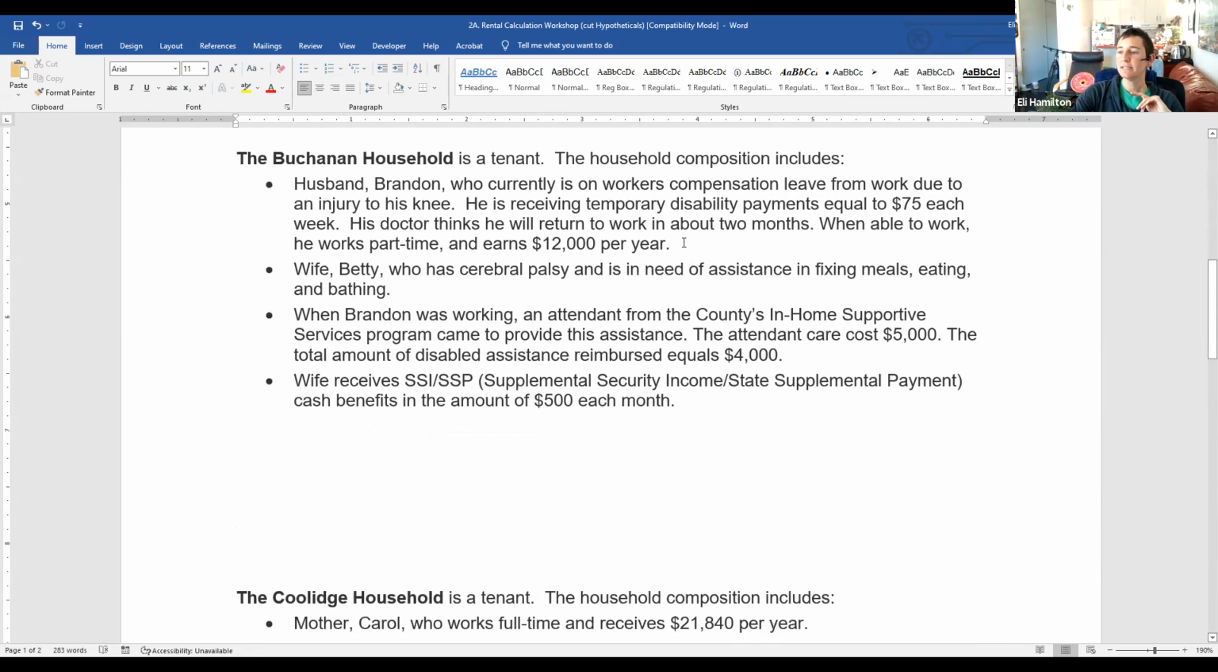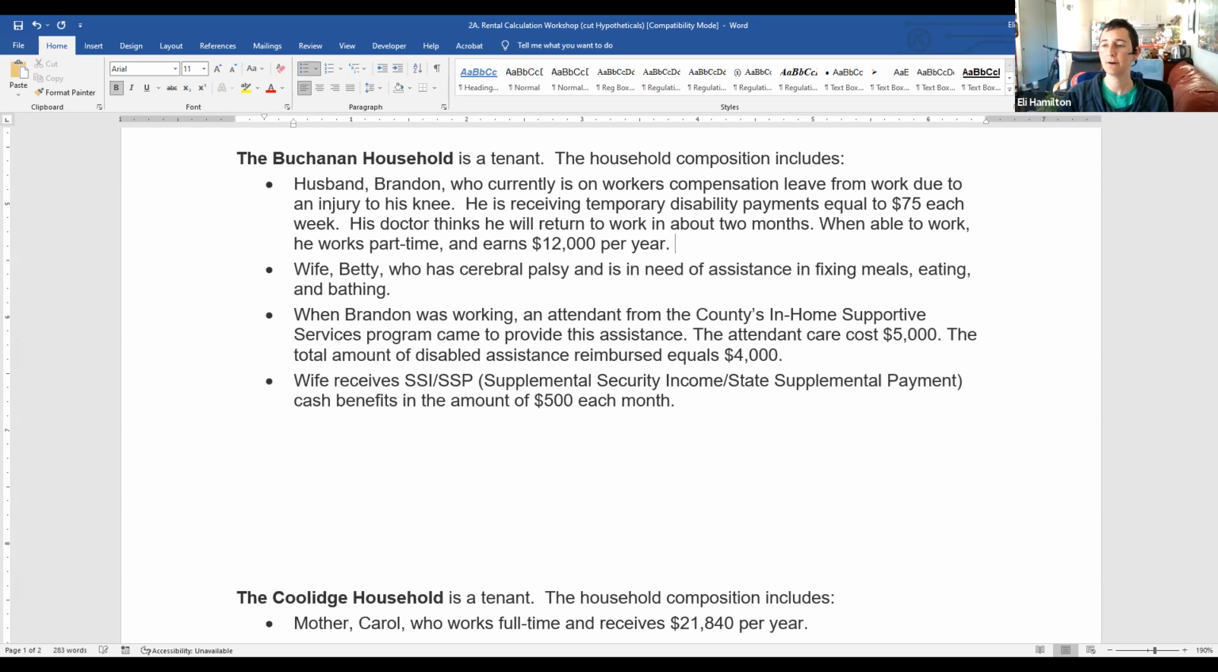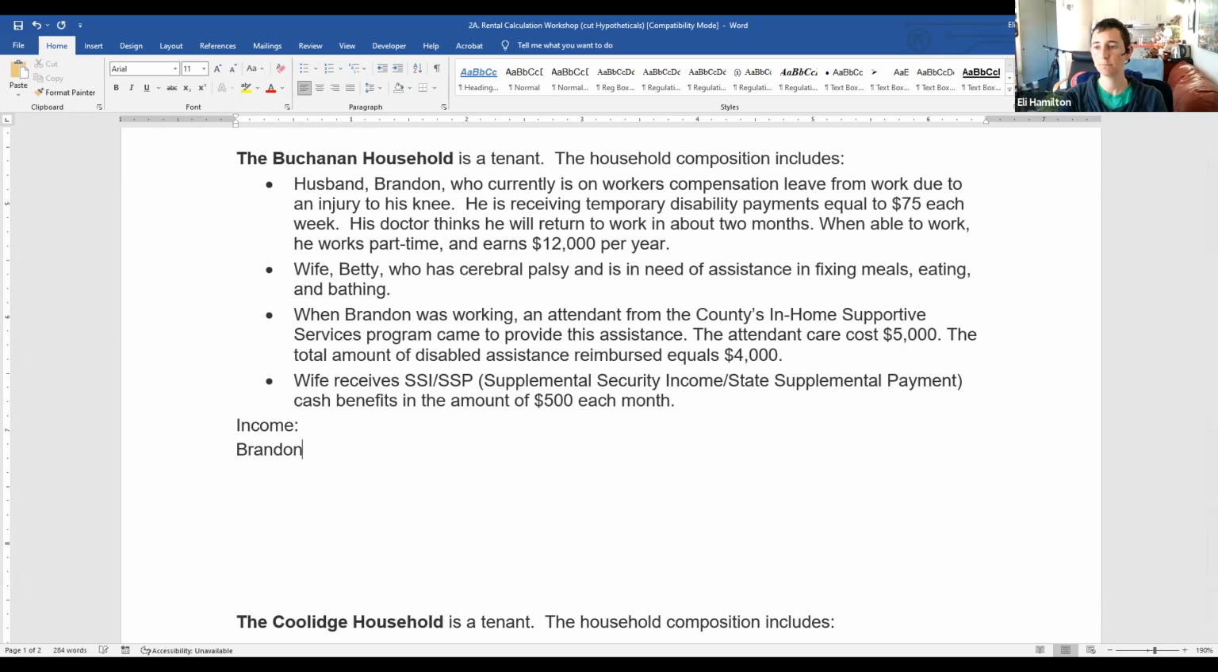So let's try to tease some of this out here. Before we go into the actual chart, I wanted to show you how you would need to include everything in a documentation form, but I think we can start pulling out some of this information here. So the first step is for each member of the household, what is the amount of income? So for Brandon, which income would be included in this income calculation?